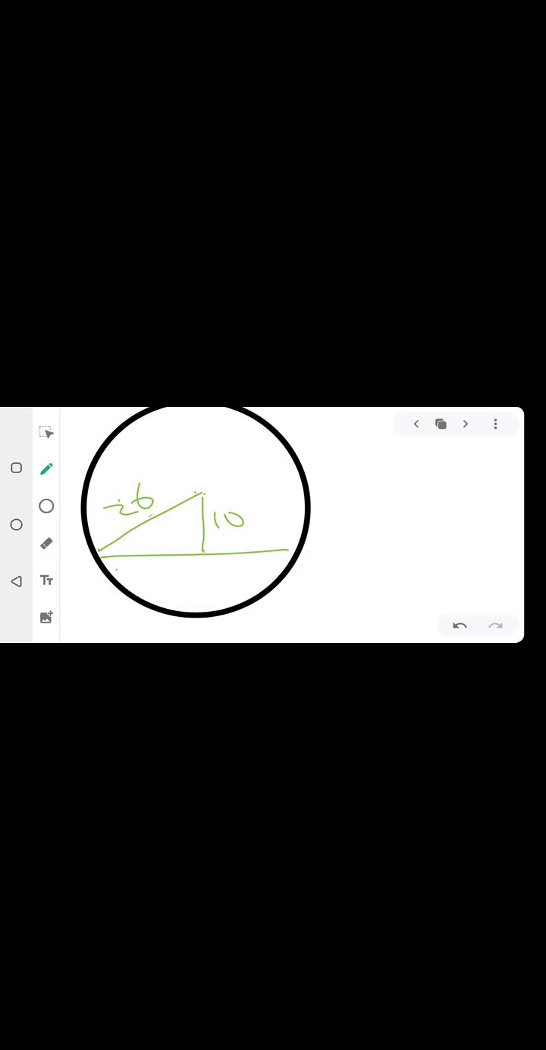So we are also to look for the length of the chord, from here to here. That's what we're looking for. It's very simple. This is what we're going to do.